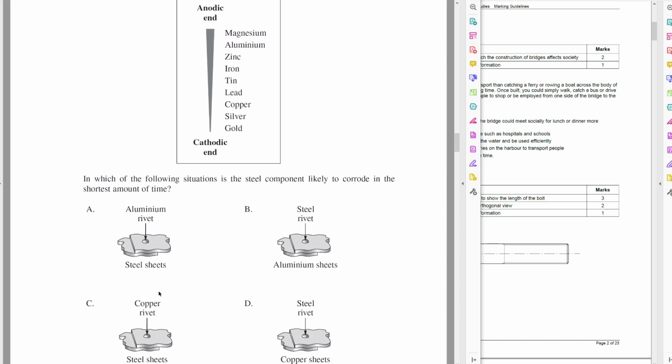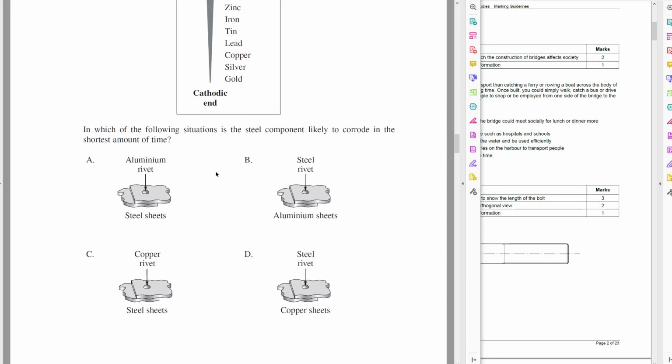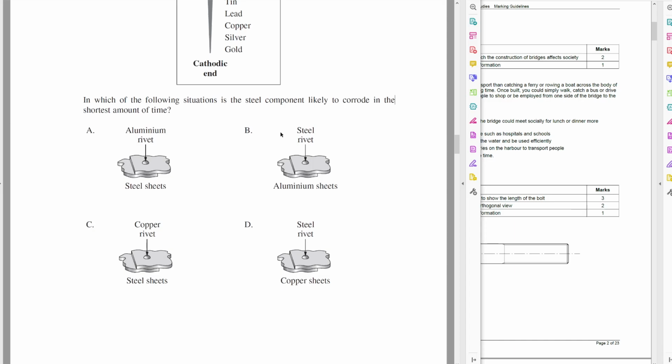Well, the thing that does the corroding is going to be the thing that is closer to the anode side, so the electrons are going to be taken from the anode to the cathode. Now, which one is the worst scenario, the component likely to corrode in the shortest amount of time? We want the scenario where the thing that's going to corrode is a small amount, because it's going to run out of electrons faster.